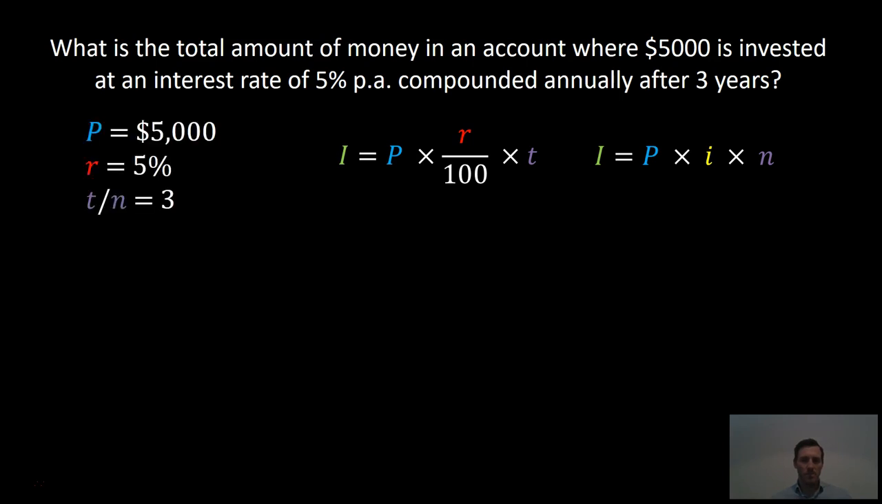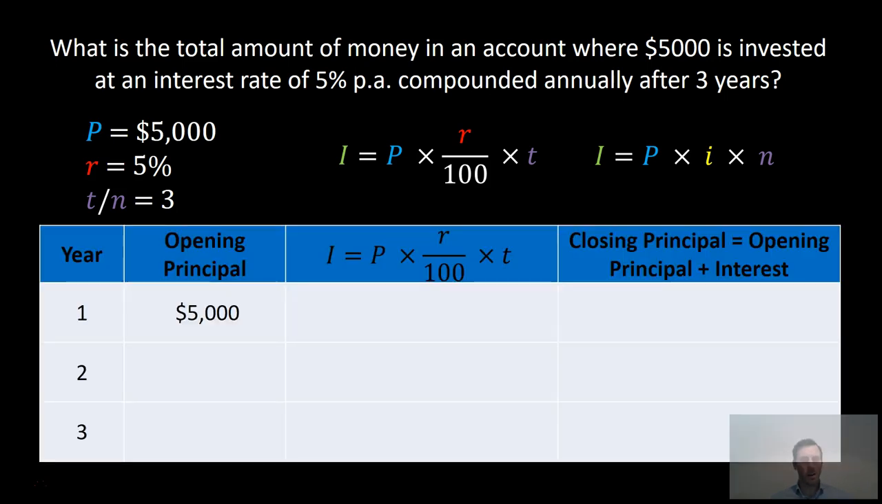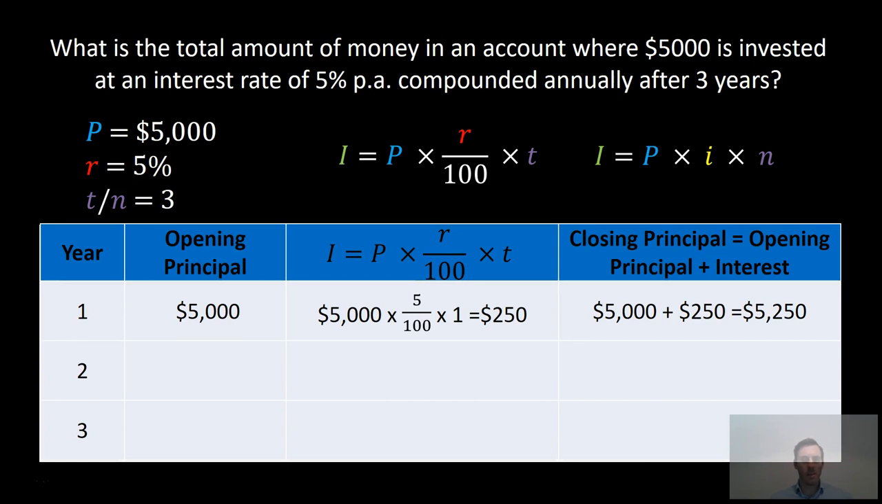The principal is $5,000, the rate is 5% per annum, and the term is 3 years. We start with $5,000 principal. Using the simple interest formula, $250 is earned in the first year. To find the closing balance, we add the interest to our principal, and we get the closing balance is $5,250 in the first year. This becomes our opening balance in the second year.